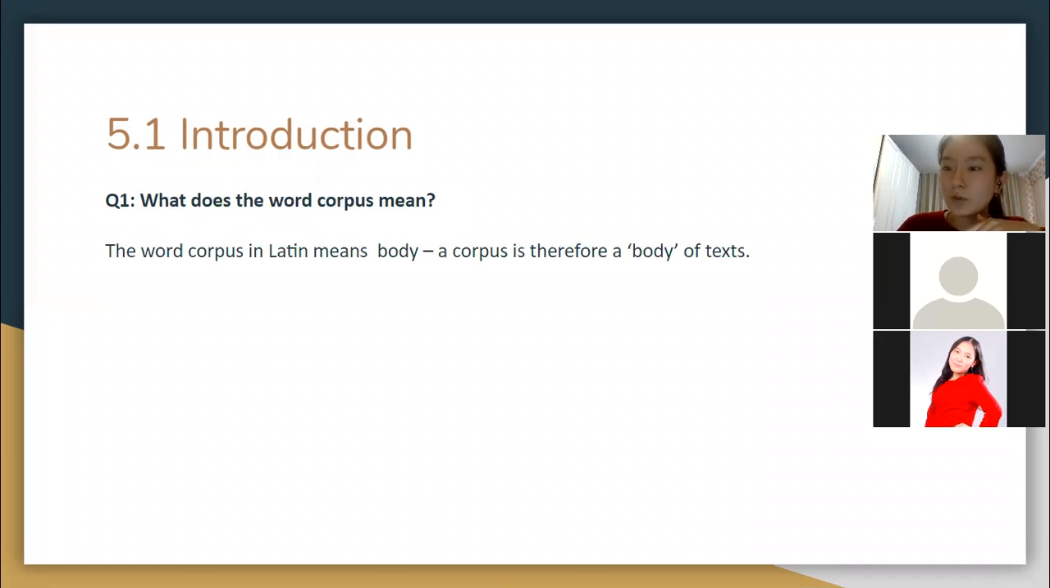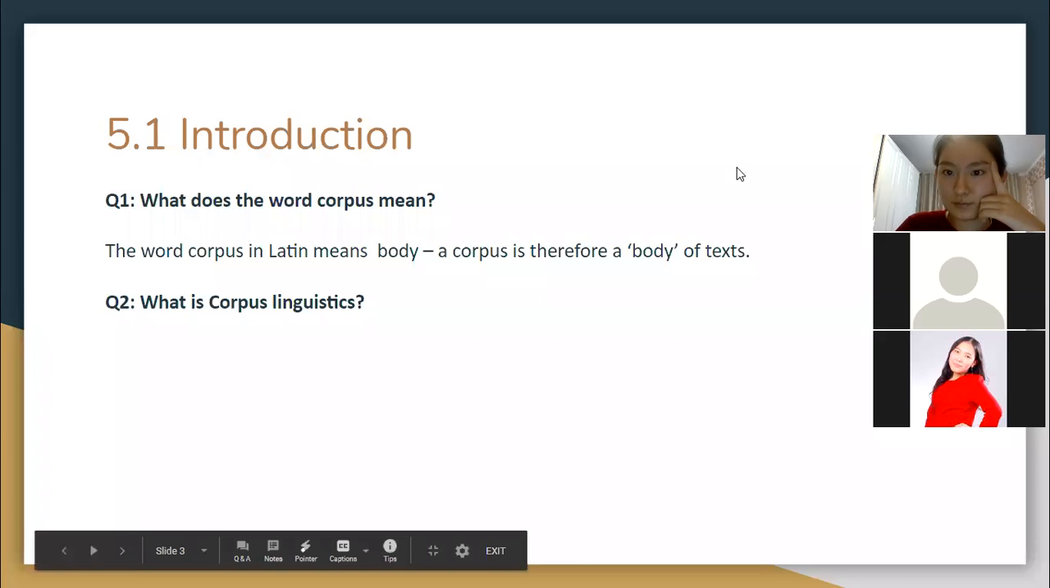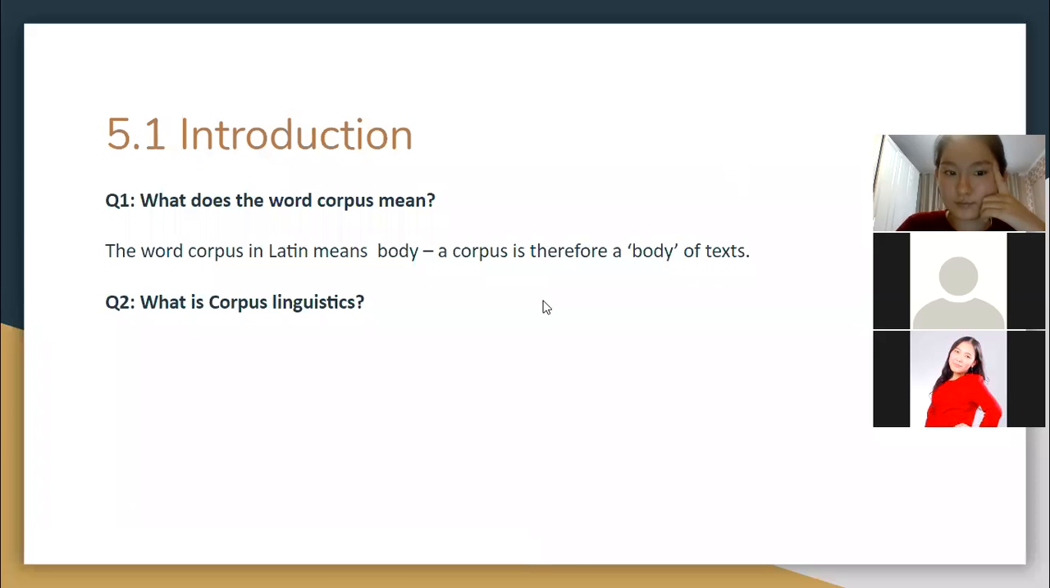Corpus is from Latin word meaning body, and in our case, in corpus linguistics, it will be the body of the text that we are going to analyze. So here's the other question. What is corpus linguistics then? Can I answer? Yeah, of course. Corpus linguistics is another study of language which integrates large collections of real-life language, which is stored already in our corpora databases. Yeah, you're right.